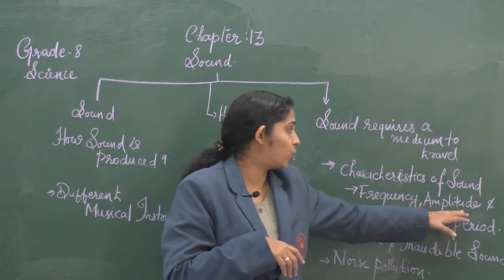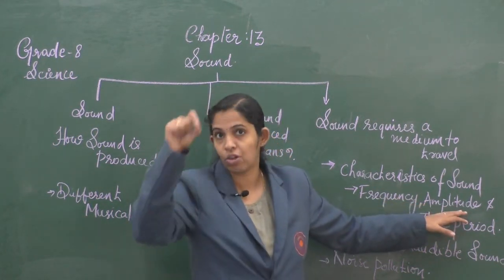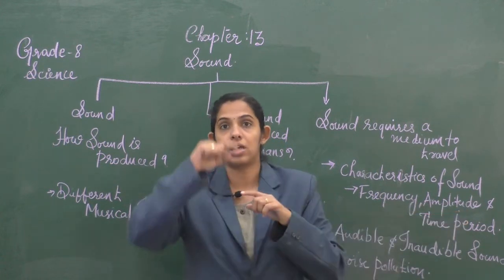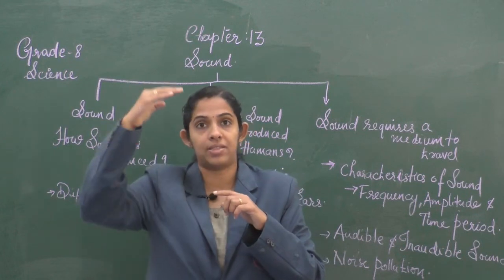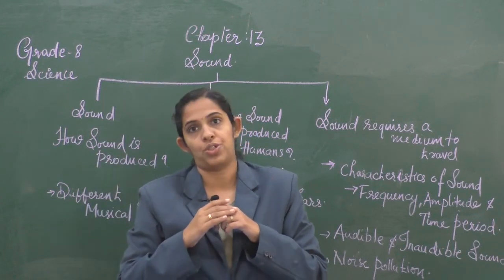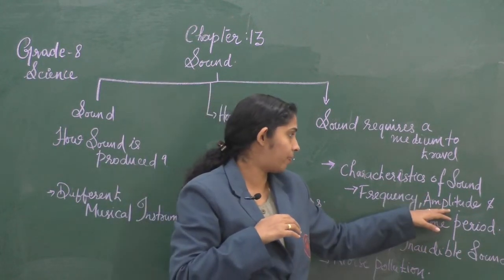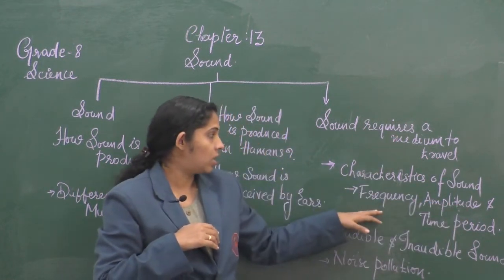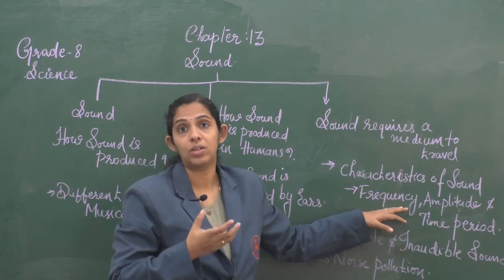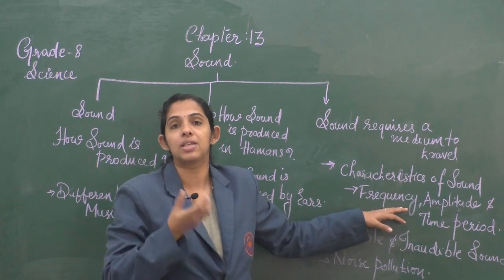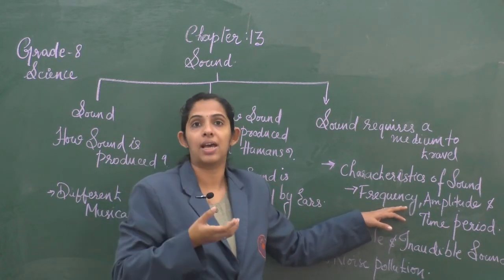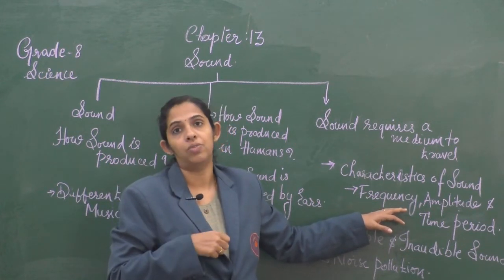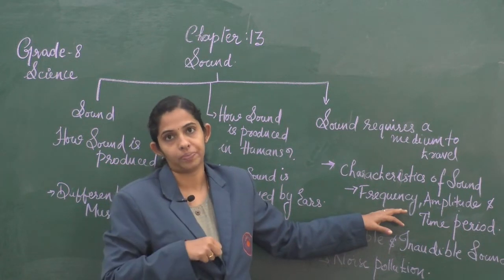And amplitude. Amplitude is the displacement of vibration from the main position. How much the sound signal has displaced from its main position. That is amplitude. Amplitude is measured in meters. So, this frequency denotes the pitch of the sound. If the frequency is high, we will say it is a high pitch sound, or if it is low, we will say it is a low pitch sound.